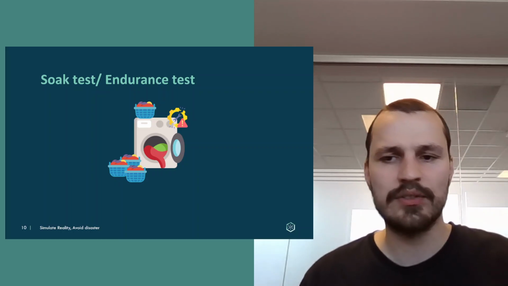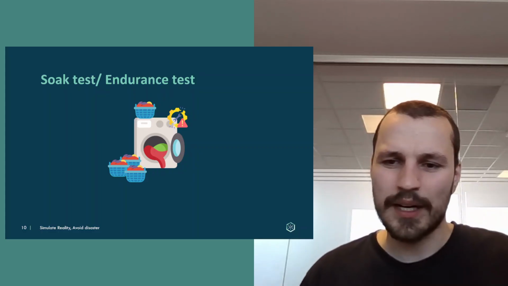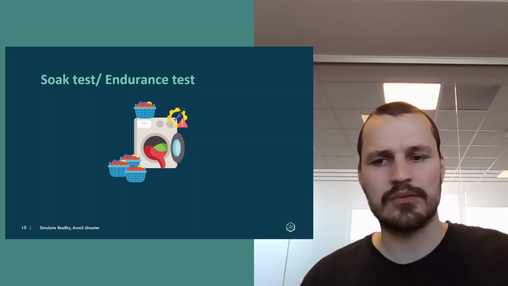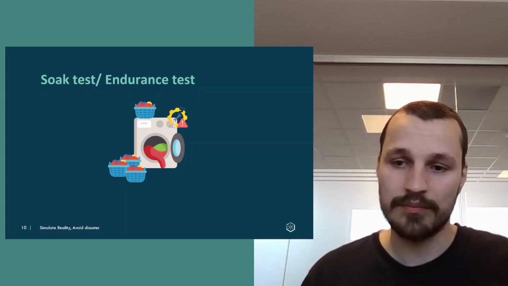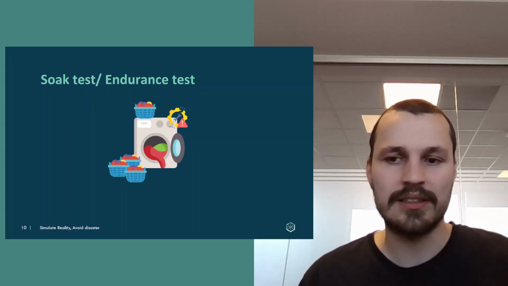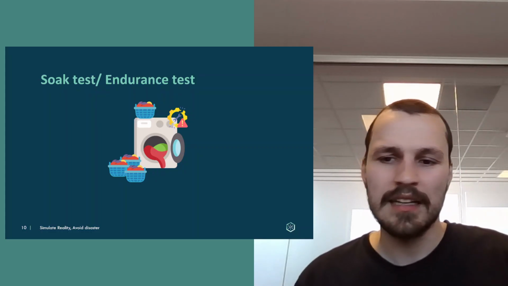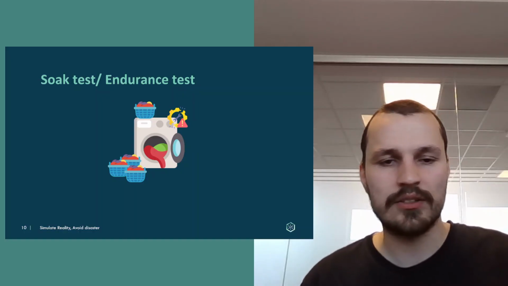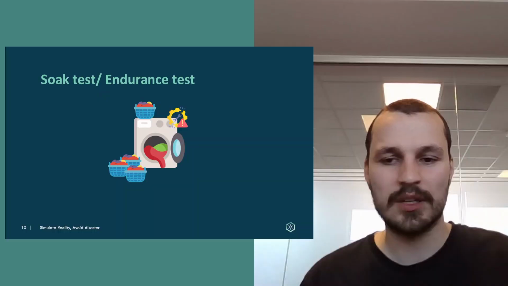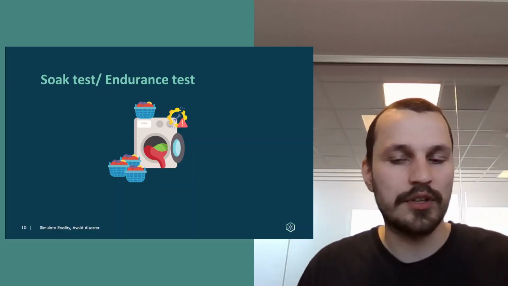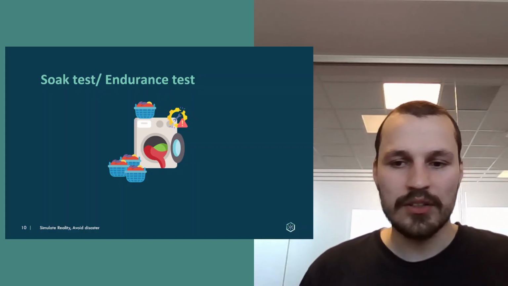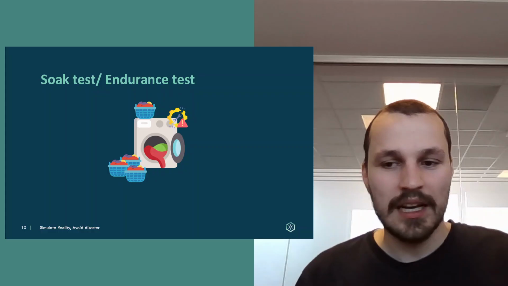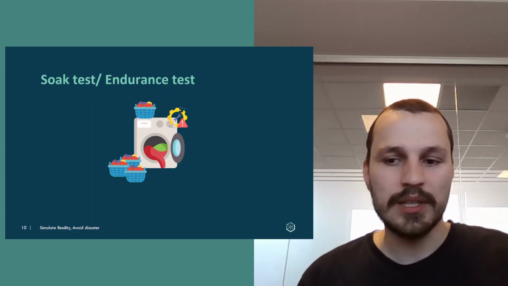At first, everything is fine, but after a while, things begin to change. Maybe it gets warmer, maybe cycles take slightly longer, maybe small inefficiencies start to appear. This is what we call a soak test or an endurance test. We are testing how the system behaves over a long period of time, not under extreme load, but under continuous use. This is where subtle problems appear.